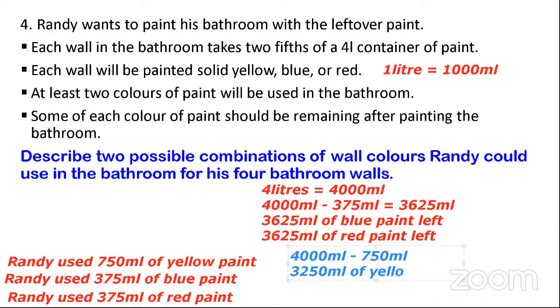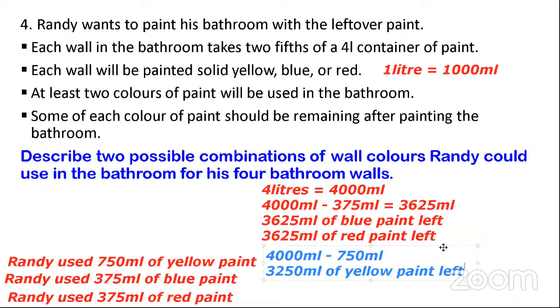All right, awesome. So we have figured out how much yellow paint is left, how much blue paint, how much red paint is left. And that is what we need to do before we can answer this question. We must know how much paint was used and how much is left. So we have finished with the first part of the question. I'm just going to put a tick there to say that, yes, we finished with the first part of the question.